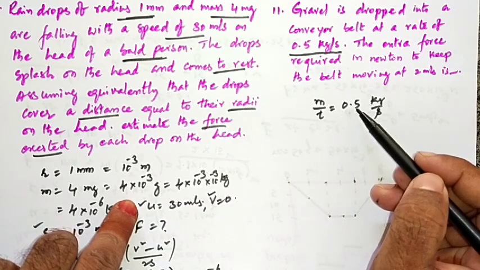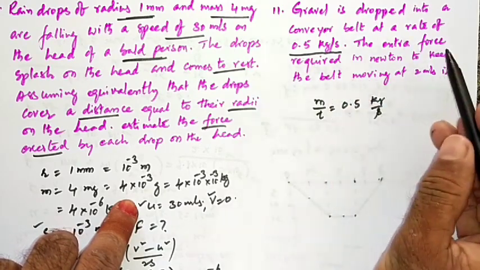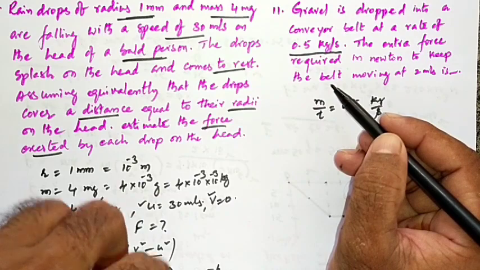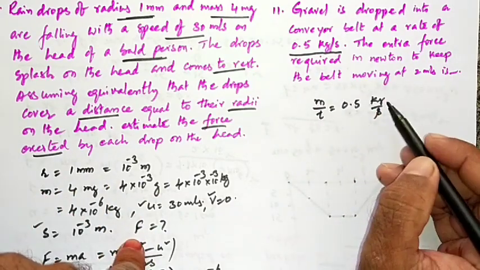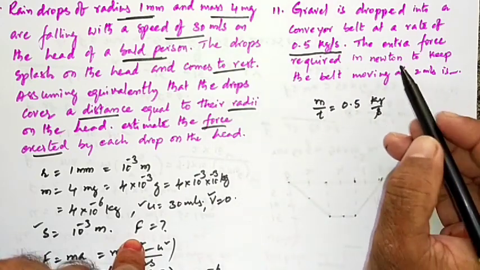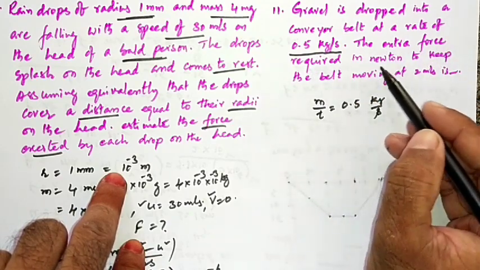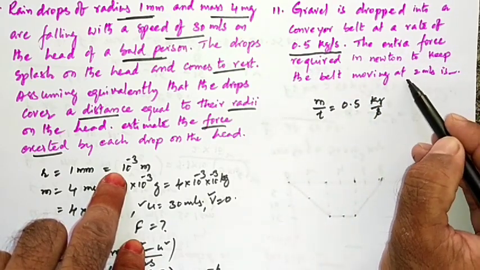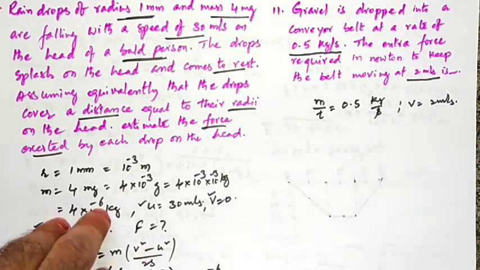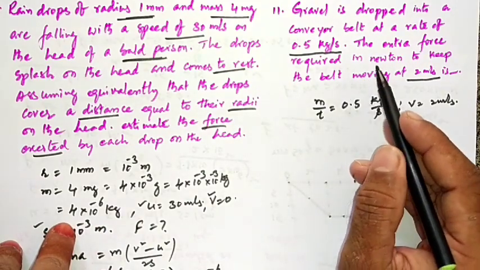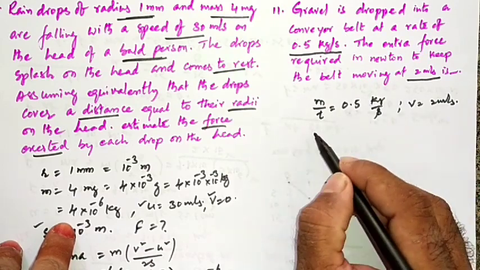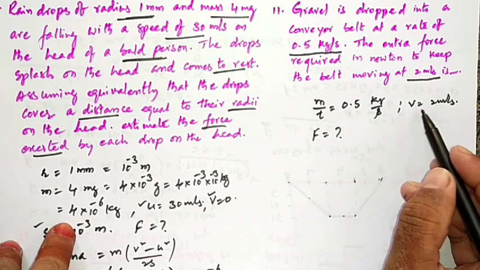See here, in 1 second, half a kg is falling on the conveyor belt, which is gravel, like small stones, or you can take coal or sand, whatever it may be. 0.5 kg is falling every second on the belt, which is moving. So the extra force required in Newton to keep the belt moving with 2 meter per second, with that constant velocity. Now it is the best example of a variable mass system. Here velocity is constant, mass keeps changing.